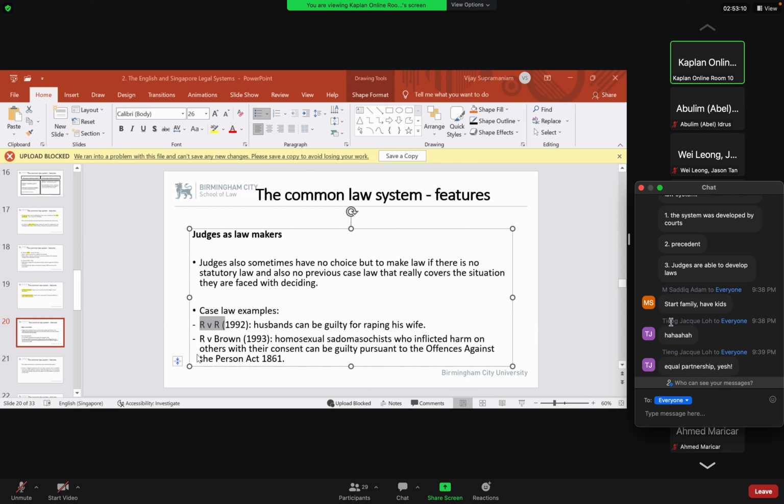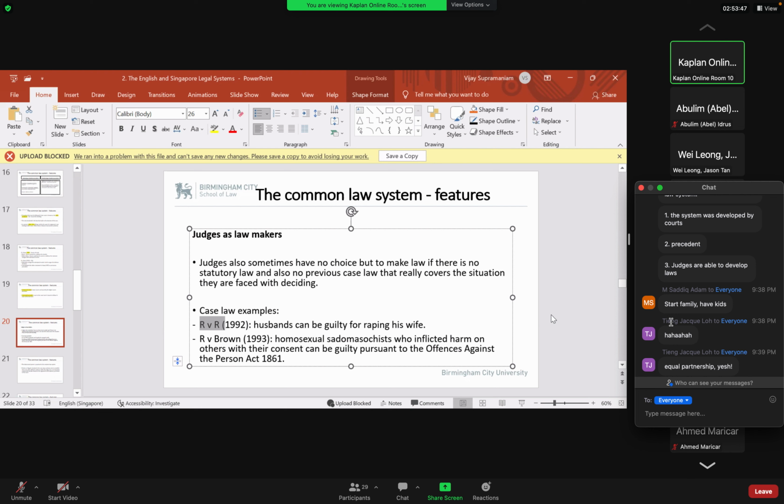Okay? That's one case law example to help you understand how the courts have established the doctrine of precedent and at the same time developed a new principle. Now let's look at the case of Brown. What is the case of Brown here? It's a different type of case.